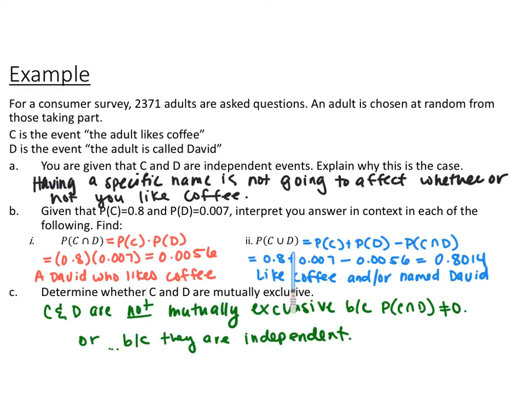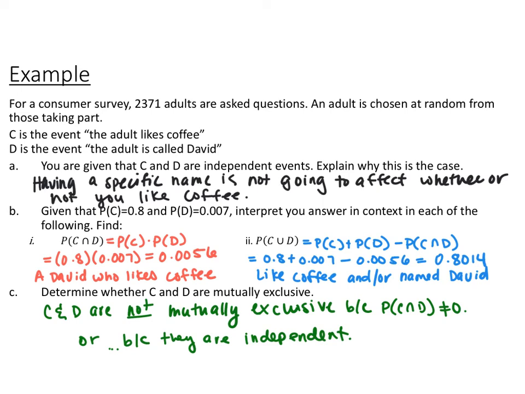And then the probability of the union, because the intersection is not zero, you would have the probability of C plus the probability of D minus the intersection, because we've double counted those Davids who like coffee. So you end up with 0.8 plus 0.007 minus 0.0056. So the probability of C union D would be 0.8014. And so these are people who either like coffee and or are named David. So they like coffee, they are named David, or they both like coffee and are named David.